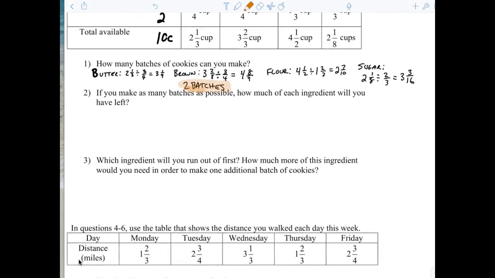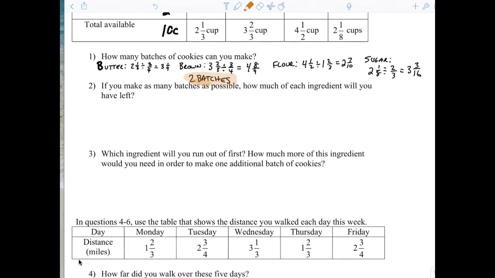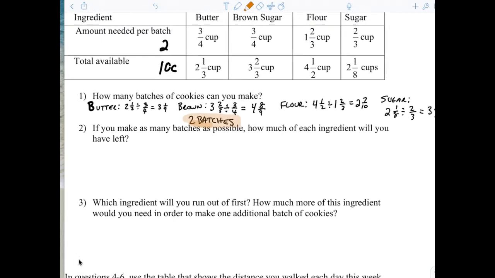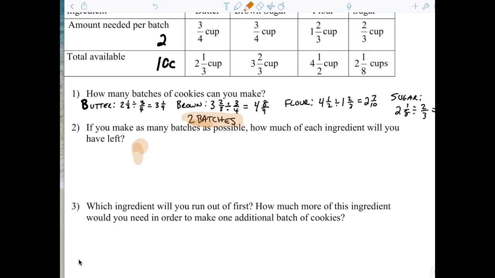All right, now let's read question number 2. It says, if you make as many batches as possible, how much of each ingredient will you have left? Hanson, how do I figure this out? How many batches am I going to make, first of all? 2. Exactly. So how much butter am I going to have left? What do I have to do?